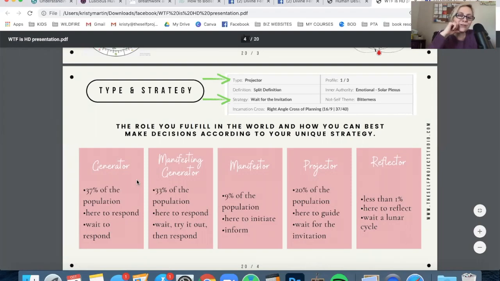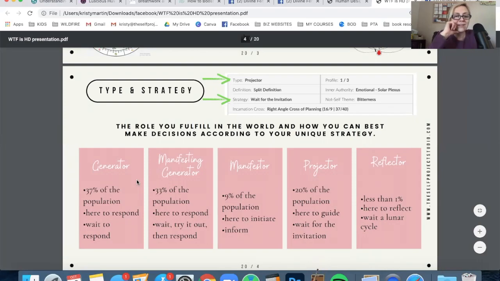Then projectors are 20% of the population. They're here to guide others, and they're really good at this. And their job is they need to wait for the invitation. They need to be recognized for their brilliance. They need to be recognized for what they bring to the table and then invited in.